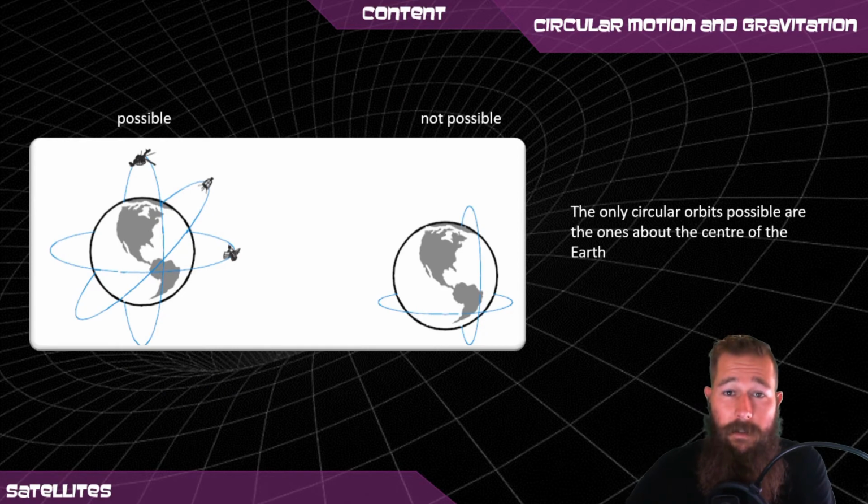Now for a satellite to orbit the Earth, it has to orbit around the center of the Earth, being the center of mass. You can see on the left-hand side, the three orbits in this diagram are around the center of mass of the Earth, whereas on this right-hand side, these orbits are not possible as the center of the orbit does not coincide with the center of mass of the Earth.